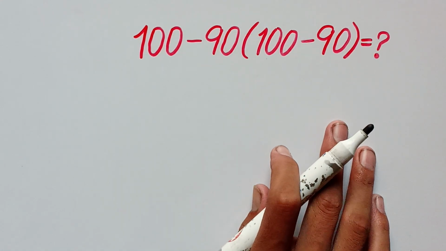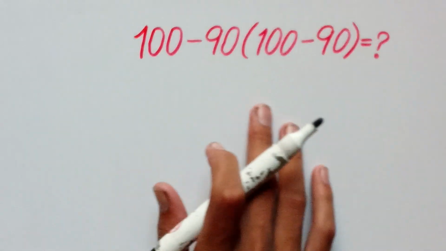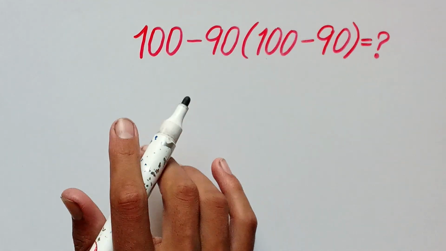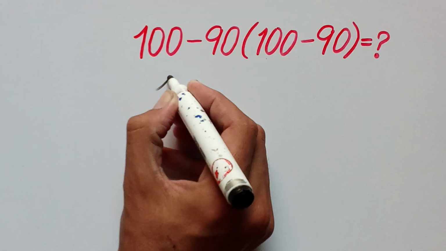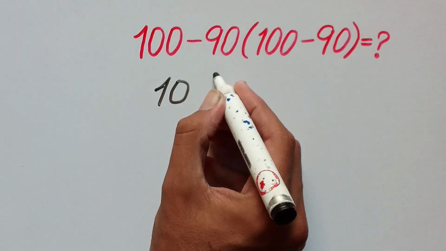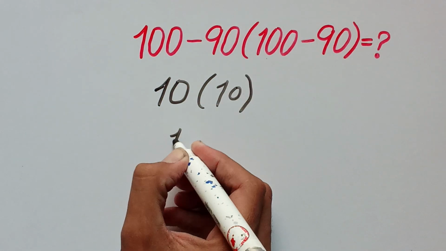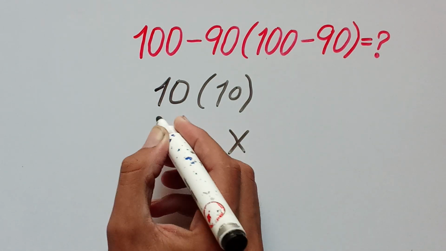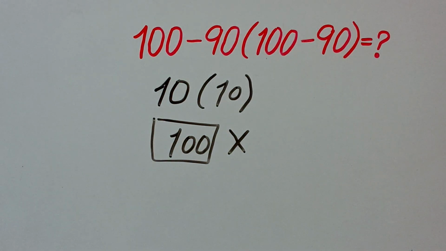So guys, mostly people solve this question by the wrong method, so firstly I will show the wrong method. They solve it as 100 minus 90 equals 10, and then 100 minus 90 equals 10, and then 10 times 10 equals 100. But guys, trust me, this answer is absolutely wrong. Now I am going to solve this question by the correct method.